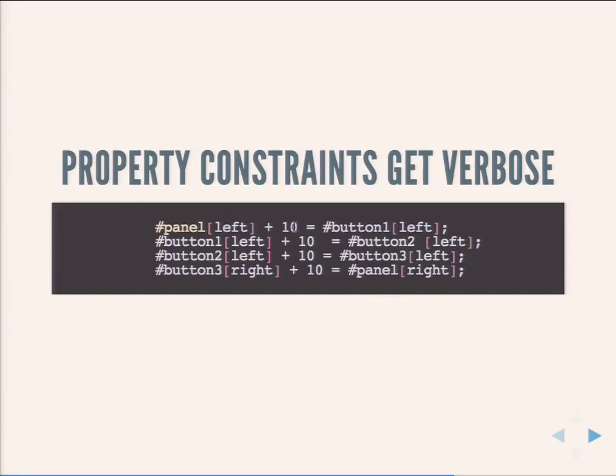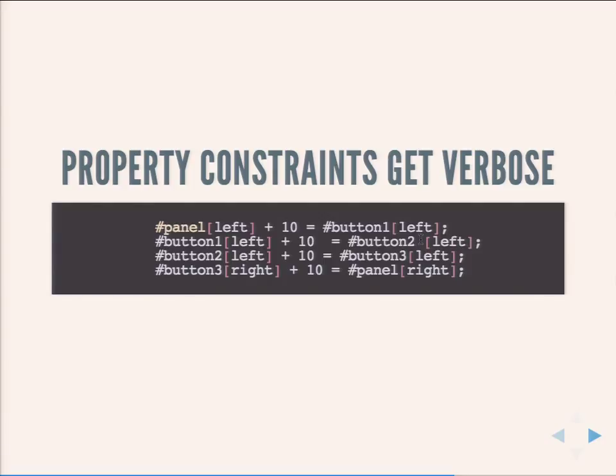10 pixels, and all values are currently pixels within grid style sheets, 10 pixels from the left of the panel, we want the buttons left to appear. And we want 10 pixels onto the button of the left. Hold on, yeah, that's right. So should be the to the left of button 2. So we set all these constraints, and it can easily get verbose with any kind of complex layout with a lot of divs on the screen.